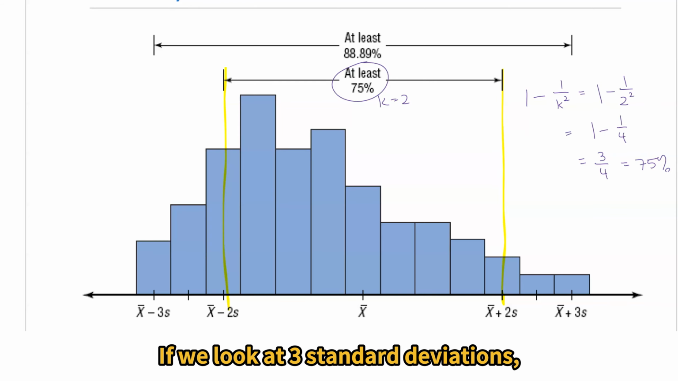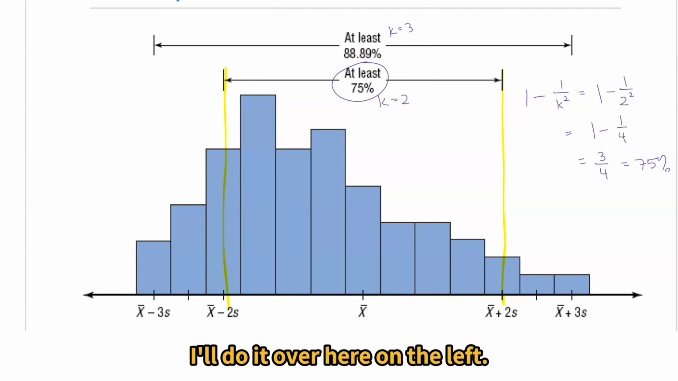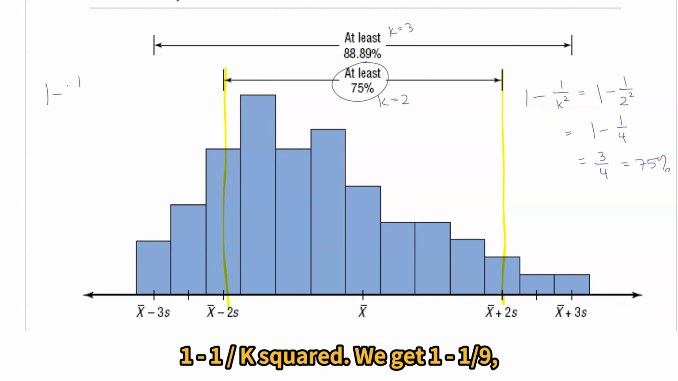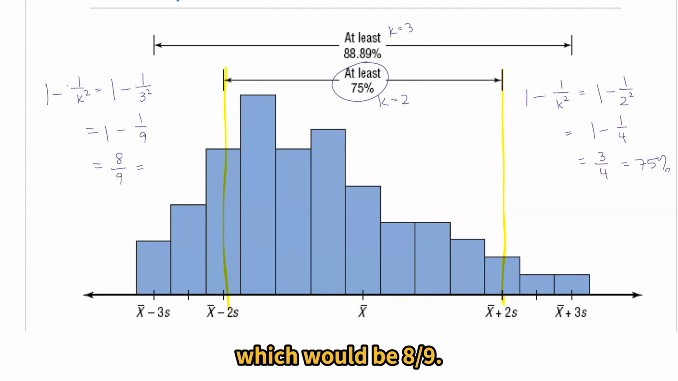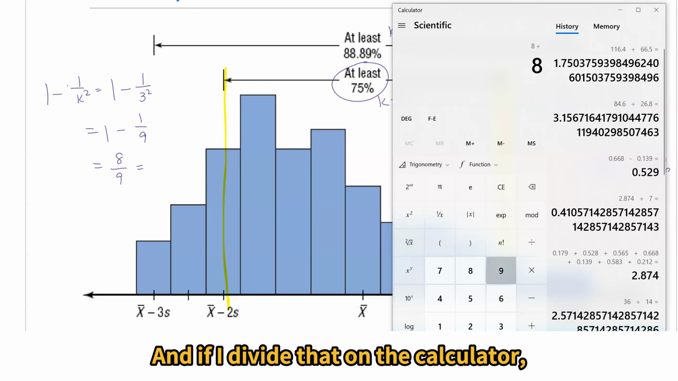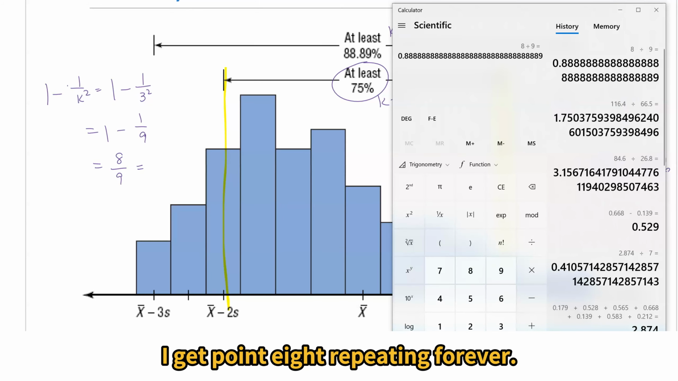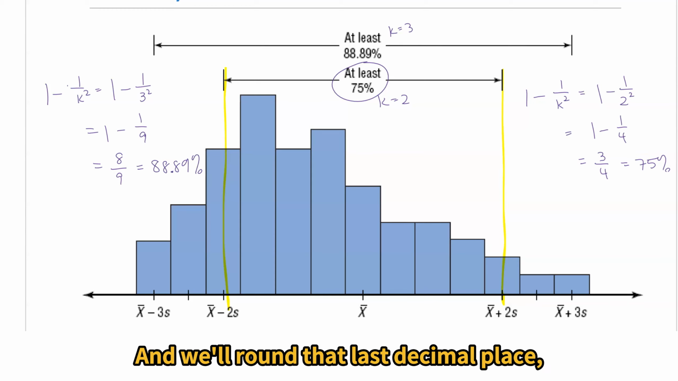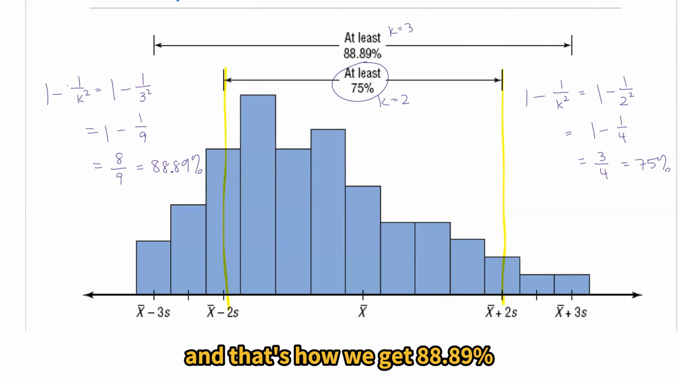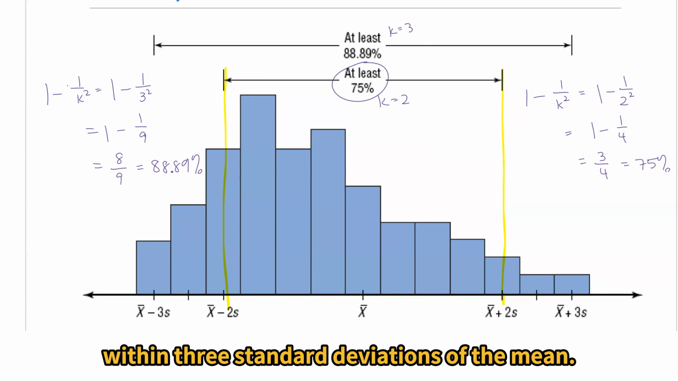If we look at 3 standard deviations, I'll do it over here on the left, 1 minus 1 over k squared, we get 1 minus 1/9, which would be 8/9, and if I divide that on the calculator, I get 0.8 repeating forever, and we'll round that last decimal place, and that's how we get 88.89% within 3 standard deviations of the mean.